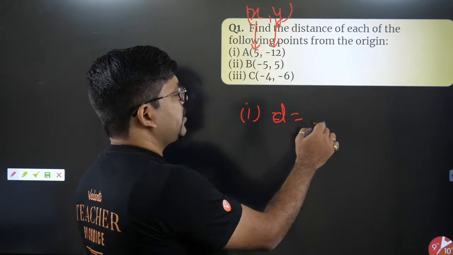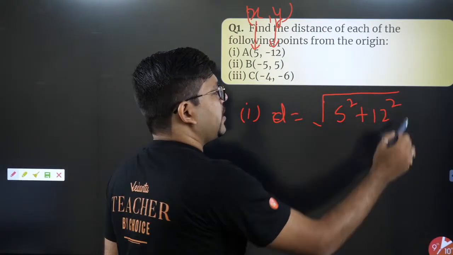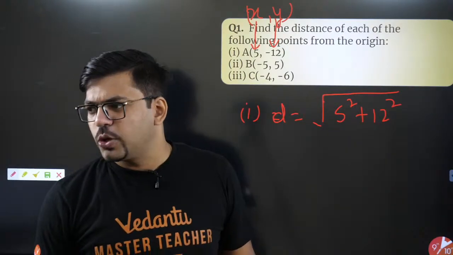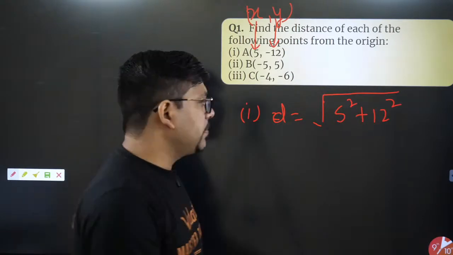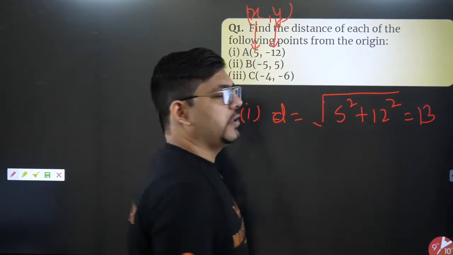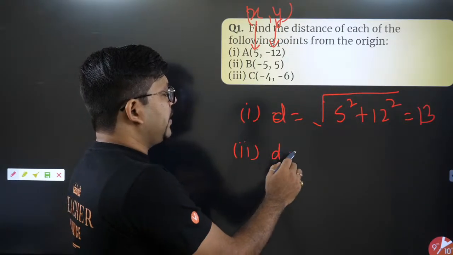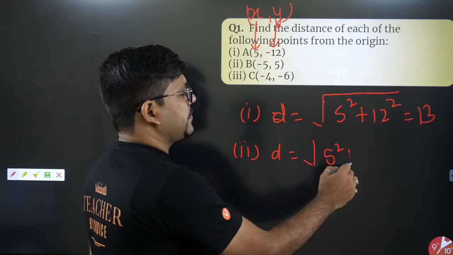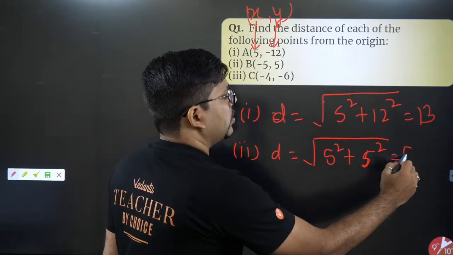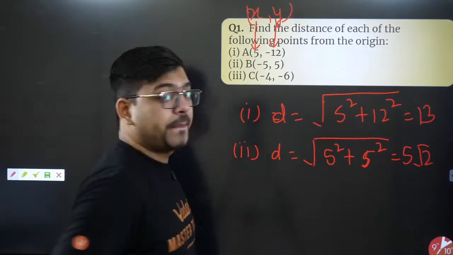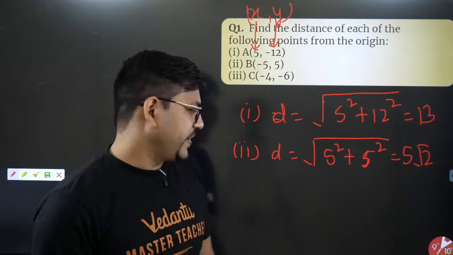The first one, the distance is root under 5 square plus 12 square. Even if you have minus 12 whole square, it does not make a difference because the whole square will become positive. So this is nothing but 13, a Pythagorean triplet. Second one, this is minus 5 and plus 5. So minus 5 whole square is 5 square and plus 5 whole square is also 5 square. Hence you get 5 root 2, that is root 50.